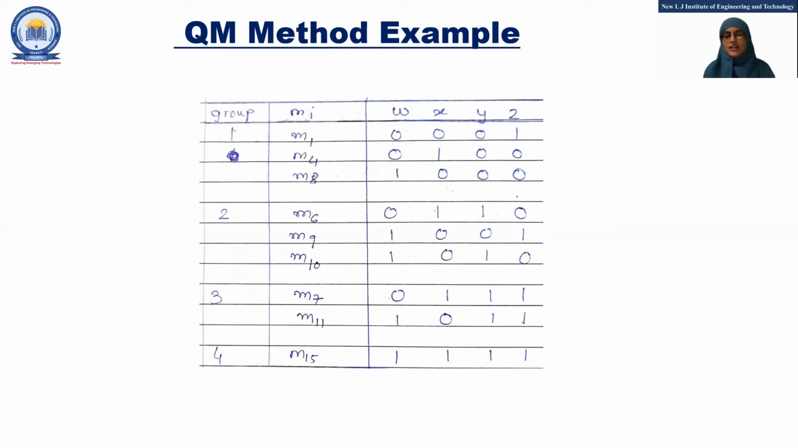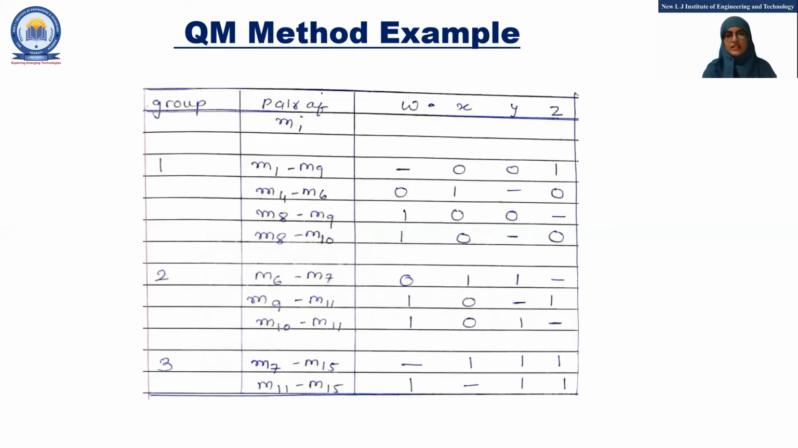Now we have to mark a dash in the place of the changing bit. Here W is changing, so we mark a dash in the place of W. Let's see the next table. Here M1 and M9 will be dash 0, 0, 1 because the W bit is changing. Same for M4 and M6: the Y bit is changing and every other bit is the same. Same for M8 and M9, the Z bit is changing, and for M8 and M10, the Y bit is changing.